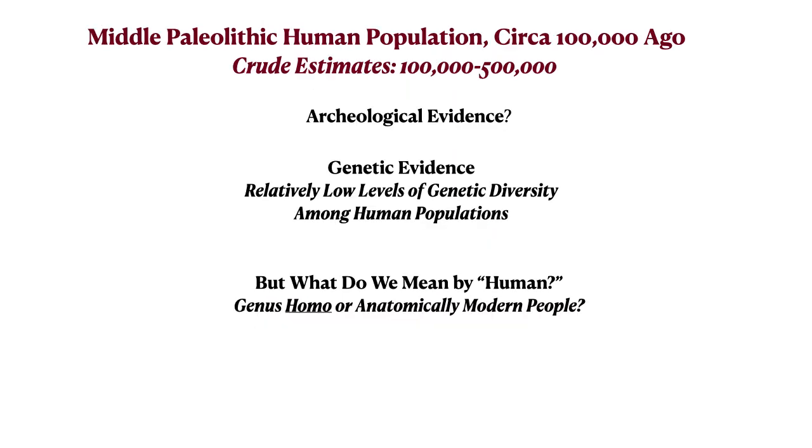What I would like to do in starting out with the substance of this lecture, though, is to look at crude estimates that we have of human population, say, about 100,000 years ago. Anatomically modern human beings originated around 200,000 years ago, maybe a little bit earlier. So this is about halfway through the saga of anatomically modern human beings.